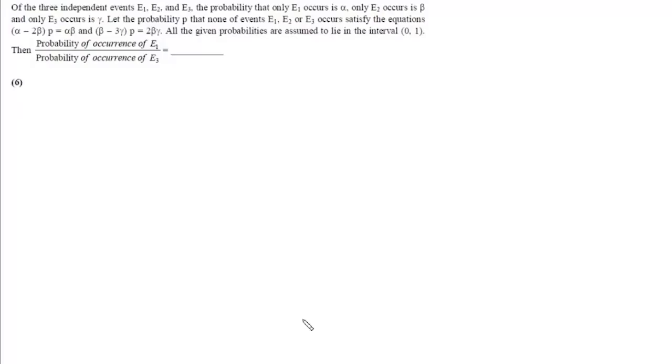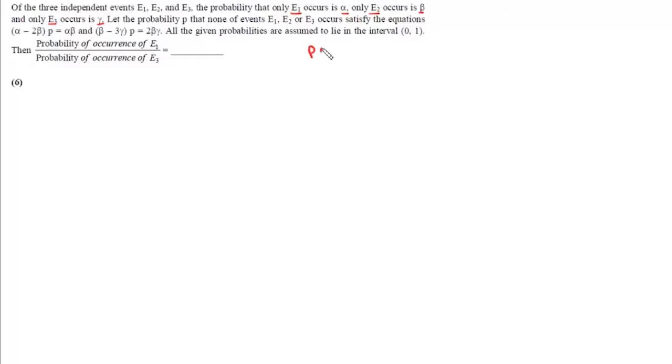Now here the question is, of the three independent events E1, E2 and E3, the probability that only E1 occurs is alpha, only E2 occurs is beta, and only E3 occurs is gamma. Let the probability P that none of the events E1, E2 or E3 occurs satisfy the equations (alpha minus 2 beta) P equals alpha beta and (beta minus 3 gamma) P equals 2 beta gamma. All the given probabilities are assumed to lie in the interval 0 to 1, both not inclusive. Then we need to find the probability of occurrence of E1 upon the probability of occurrence of E2.